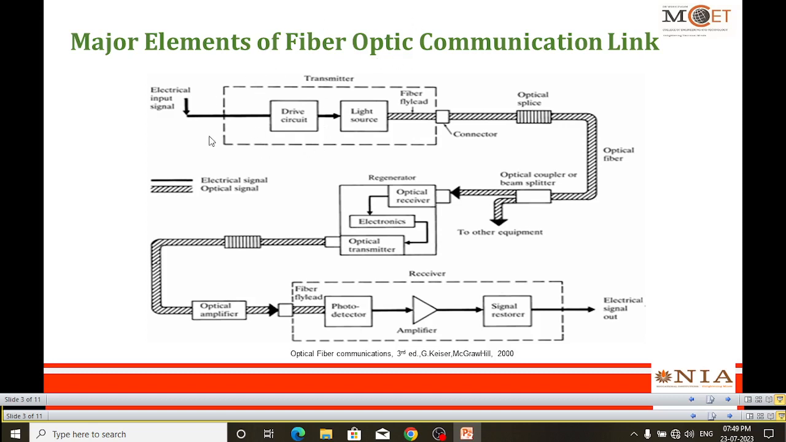Your electrical signal at the input side and the output side is also an electrical signal, but in fiber optic cable we need light signals. So we convert the electrical signal to a light source using an LED or laser. Then to get electrical signal again, at the receiver side we use a photodetector or photodiode, where light signals are converted to electrical signals. This is one of the major elements of the fiber optic communication link.